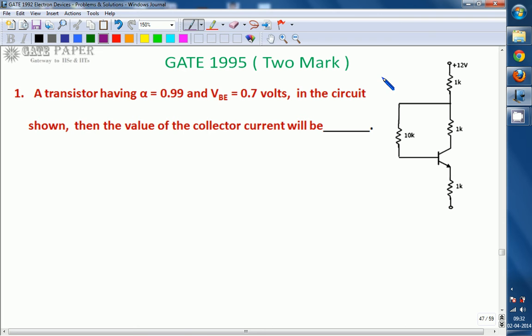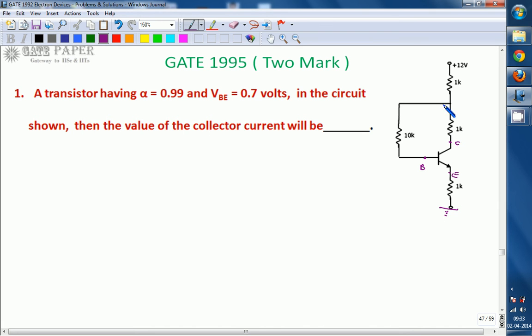It is given that the transistor is connected with a plus 12 volts battery, and these are the resistors connected across collector, base and emitter. And here this is ground. So first of all, we have to indicate the terminals. The arrow always implies the emitter, this is the base, and opposite of the emitter is the collector.